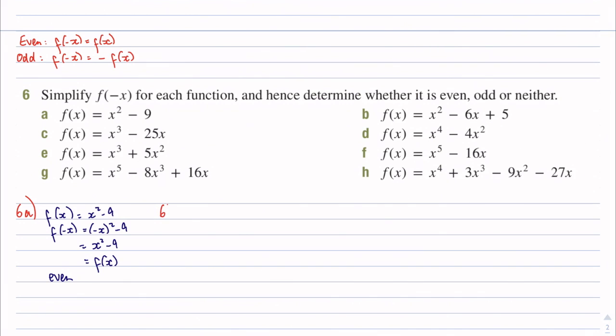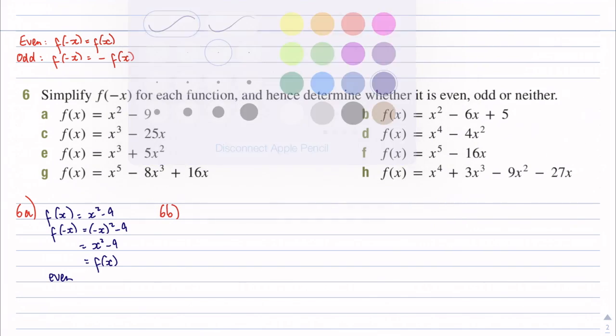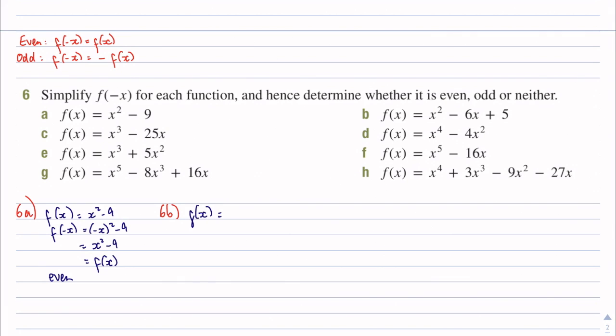For 6b, we've got f of x equals x squared take 6x plus 5. So f of minus x is negative x squared take 6 times negative x take 5. Which means negative x squared is just x squared, but negative 6 times negative x is plus 6x take 5. Now that is neither what we started with, nor just the negative of what we started with, so it's neither.